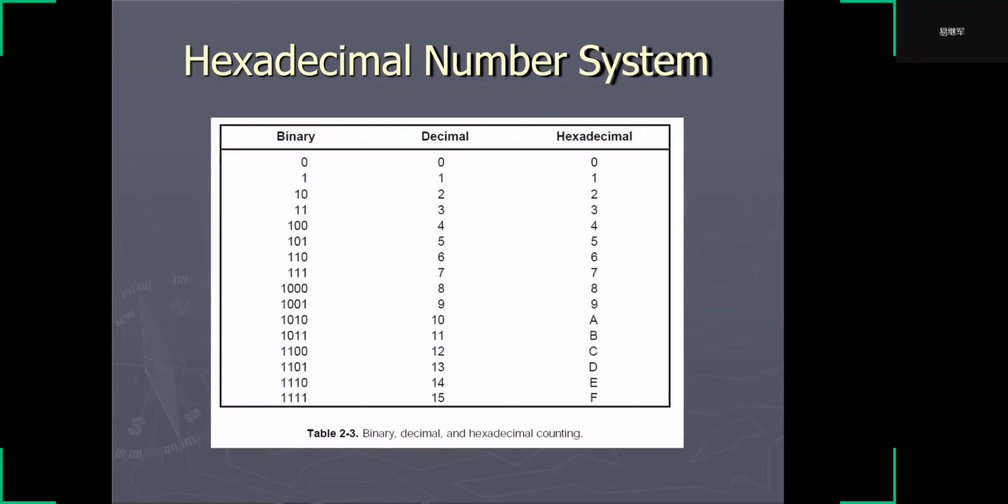The hexadecimal number system uses digits from 0 to F. In the decimal, we use the numbers 0 to 9.